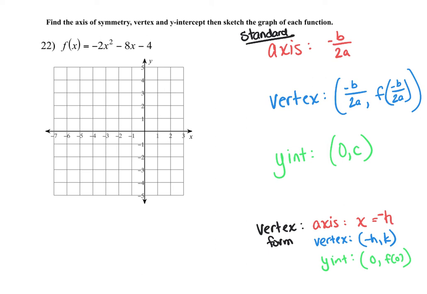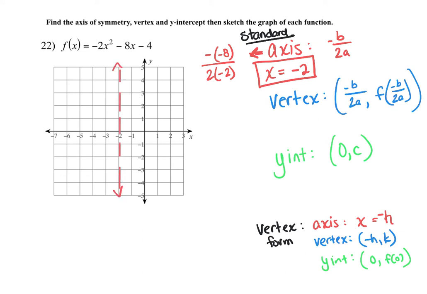So let's look at the first one. My axis then. My axis for this guy is negative b, so negative 8, over 2 times a, which is negative 2. So I have positive 8 over negative 4. What is my axis? Negative 2. All right, so that is my first answer here. I am then going to go to negative 2 on my graph, and I'm going to do a dashed line. I need to see all of this stuff graphed, other than possibly your y-intercept if it's not on the graph. All right, so that is my axis of symmetry.